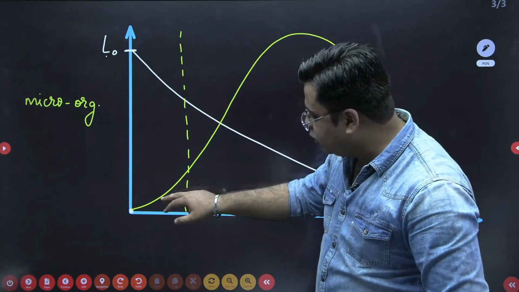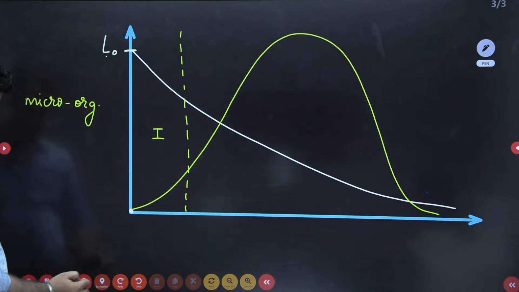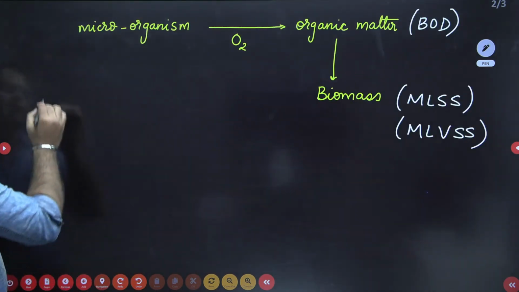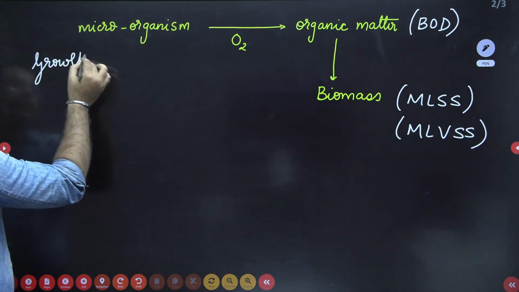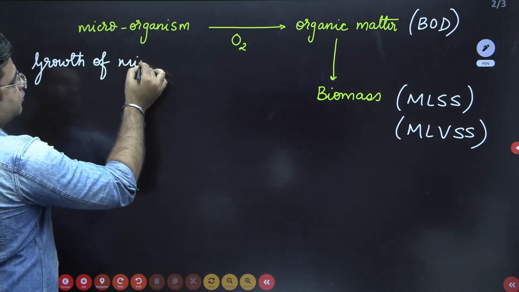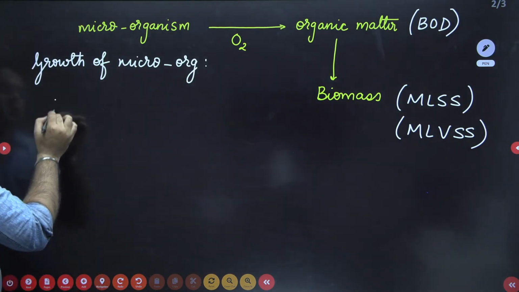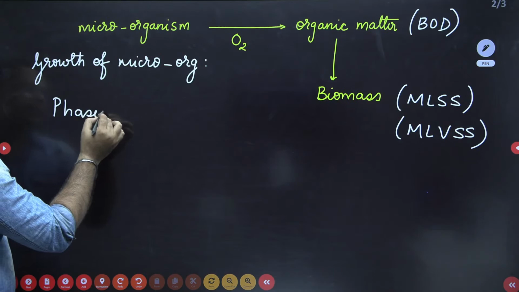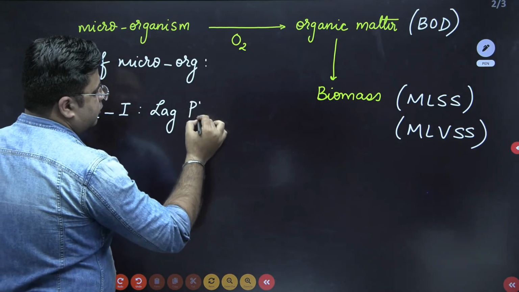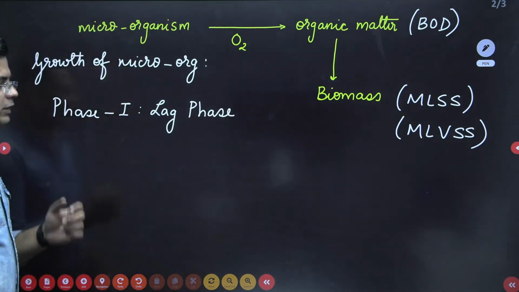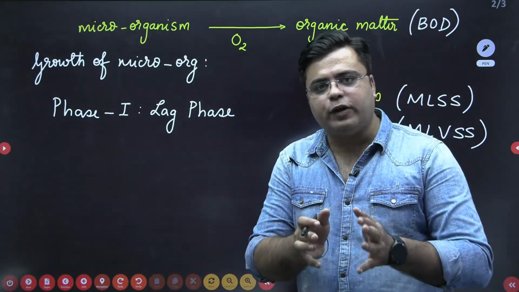So this first phase where the minimum growth of microorganisms is observed, because microorganisms are getting friendly with the surroundings, is known as the lag phase. So this is my phase number 1. I am writing here, growth of microorganisms follows 4 phases. First phase, phase 1, is known as the lag phase. In lag phase, the microorganisms are getting friendly with the surrounding.